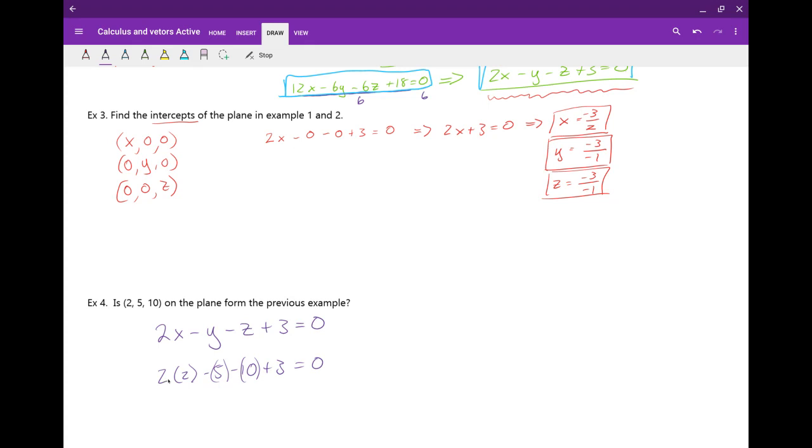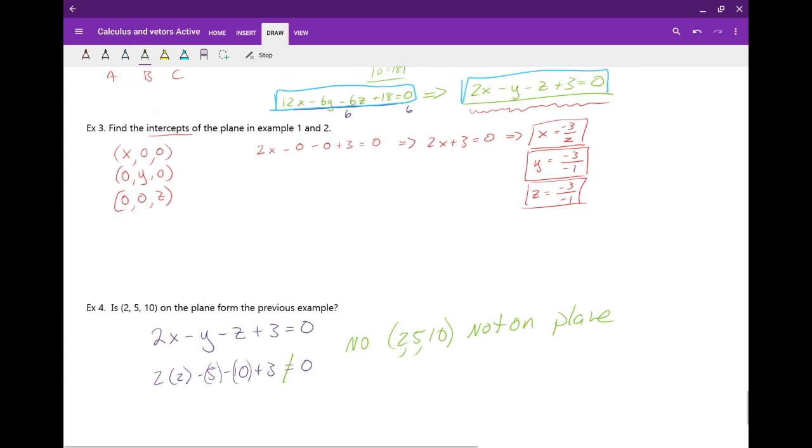It doesn't, it looks like, because I got 4 minus 5, which is negative 1. Negative 1 minus 10 is negative 11. Negative 11 plus 3 is definitely not 0. And so, boom, it's not 0. And so, no, (2, 5, 10) is not on the plane.